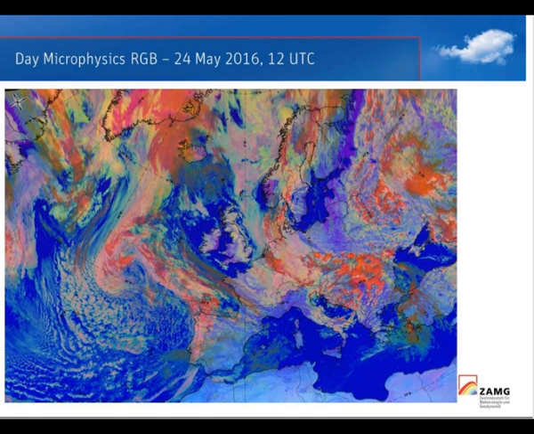Then we have these pastel red colors, and they show us mid-level clouds. And you also have these pastel green colors over here. They are low water clouds, so they're sometimes a little bit mixed. You have this pastel green, pastel red, so those are always mid to low level clouds.